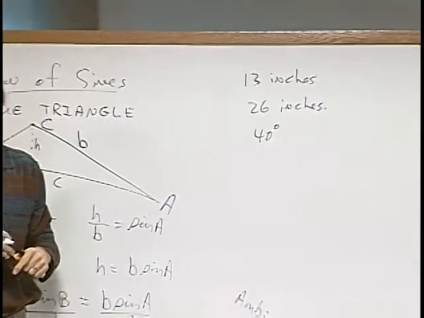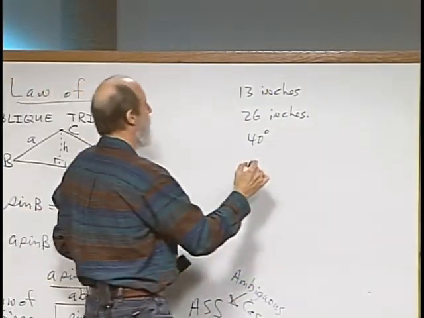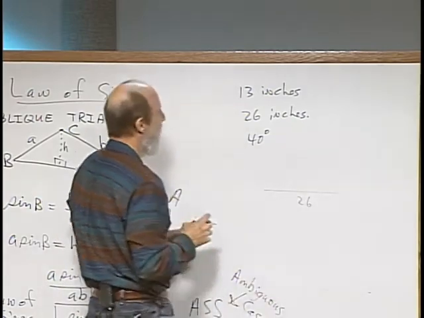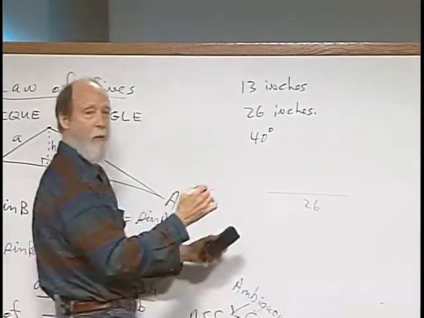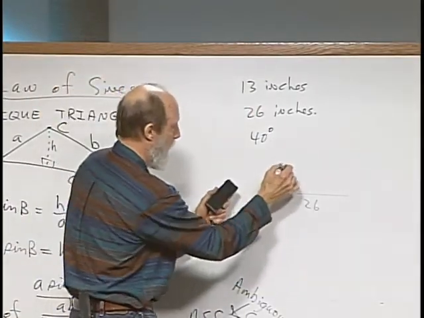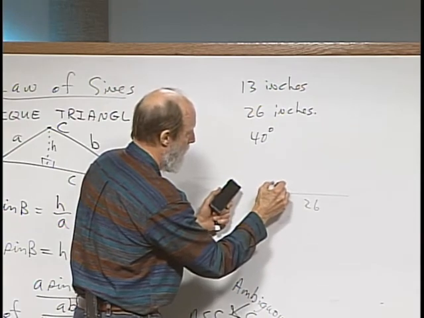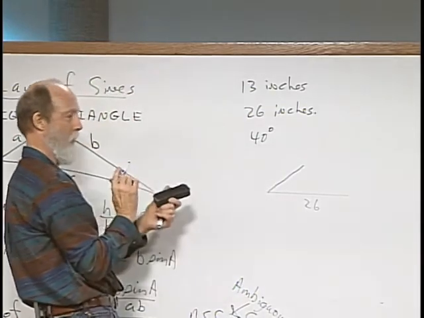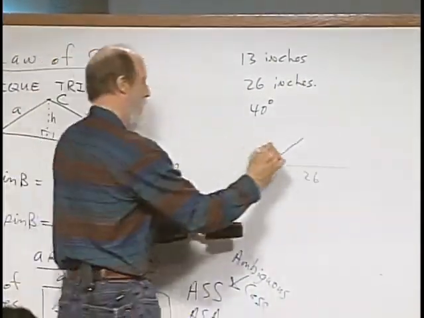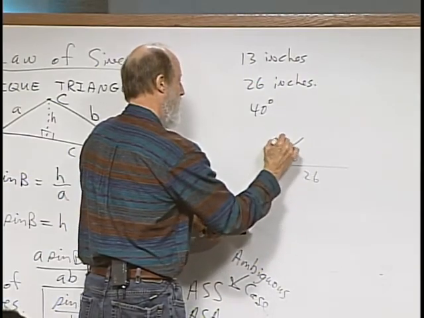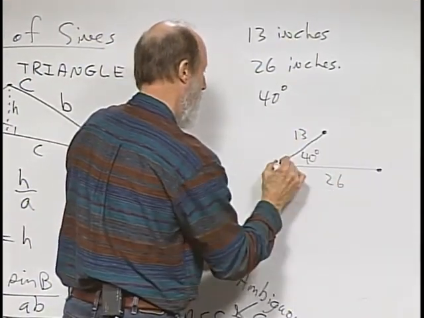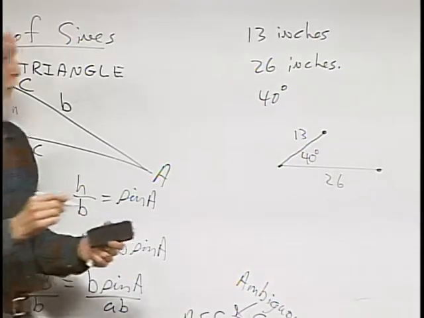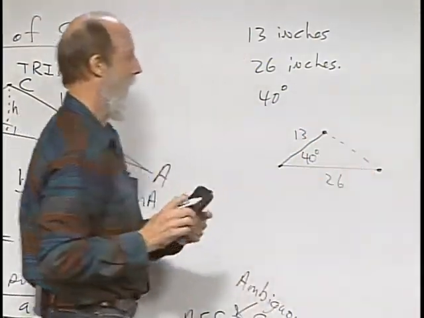All right? So let's say I am going to lay out this 26-inch piece right here. And then off of one end of that, I'm going to draw roughly what I see as 40 degrees. And I'm going to draw something that is of length 13 roughly. That looks about right, doesn't it? With a 40-degree angle in there. Okay. So that forms a pretty good triangle, doesn't it? If we then connect that.